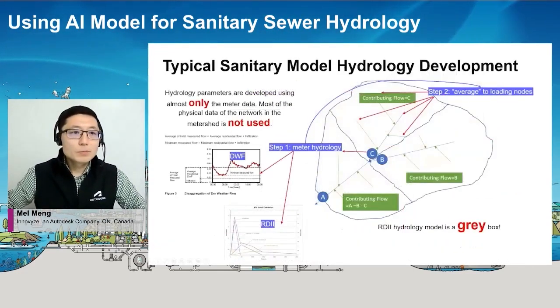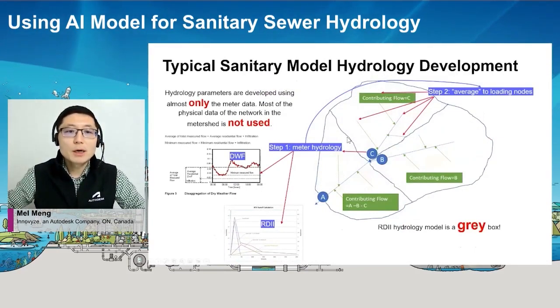Okay. So usually this is how we develop the sanitary sewer hydrology. Different from water meters, for sanitary sewer we usually don't have flow meters at every house because the technology is different. It costs a lot more money to do that. So what usually happens is there are flow meters strategically placed at the major branches, so you can see the flow over this whole branch.